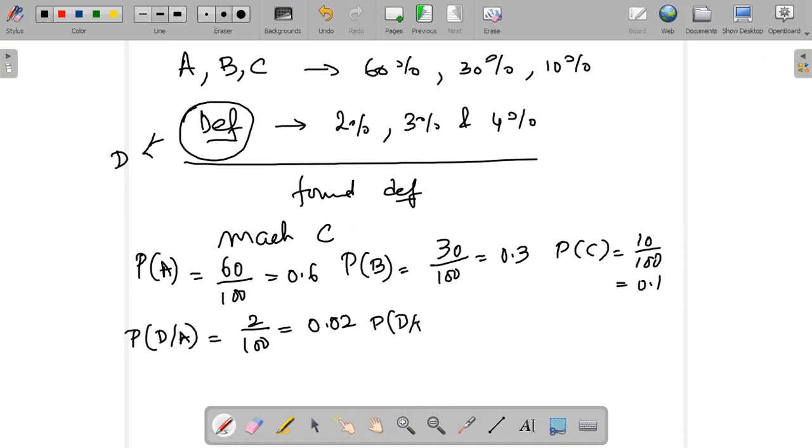Can you help me with this? D given B? What is it? 3 by 100, which is 0.03. And the last one? 0.04.